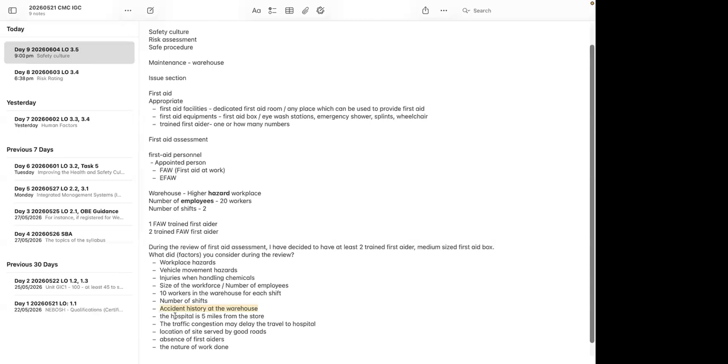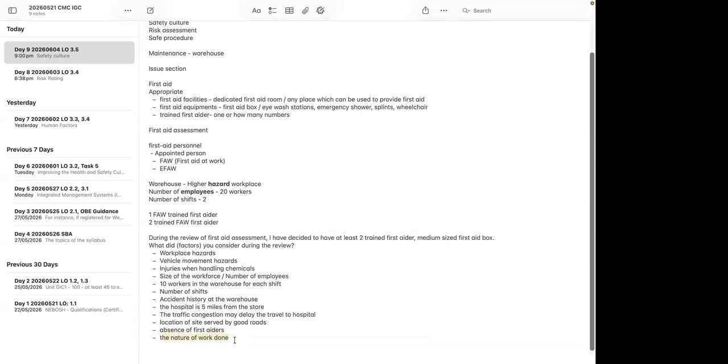I would consider the location of the hospital from the store. I would also consider what if there is traffic congestion or the condition of the roads. And then I would consider what if there is a first aider absent from work, or I would consider the nature of the work done.